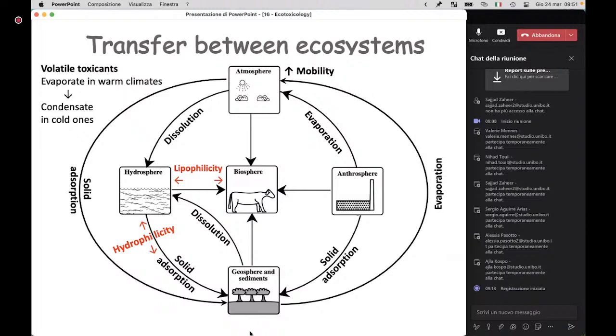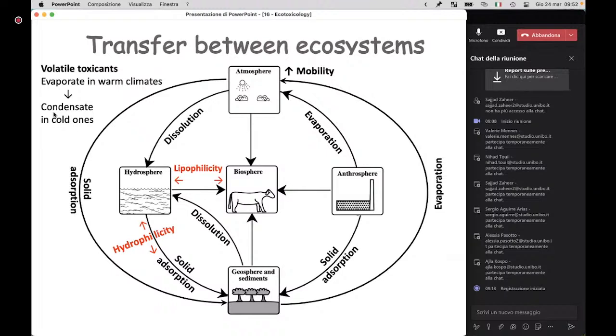And this mobility not only spreads contaminants and pollution locally from one system, say here in Rimini, where I am, from the soil in Rimini to the air in Rimini. But once the volatile toxicants evaporate in warm parts of the world, they can be transported everywhere, and then when they reach colder ones, they will condense and go down into the soil, into the water, and so on. So big movements of contaminants can happen in this way, and in particular, this can contaminate places that normally are not contaminated.